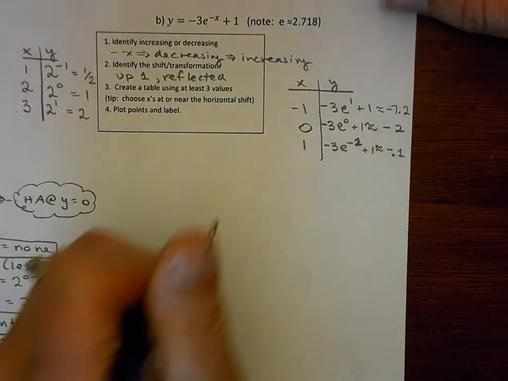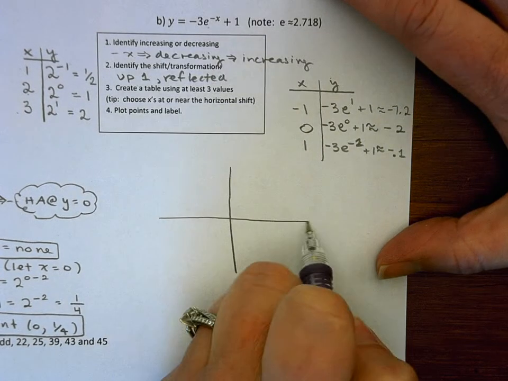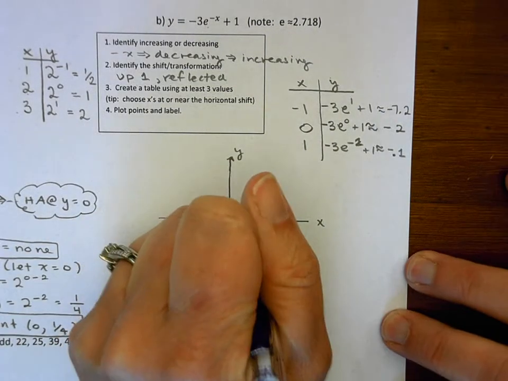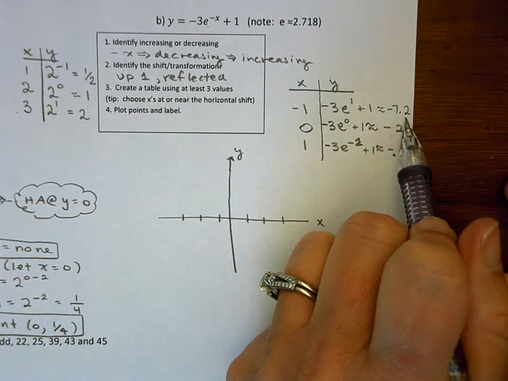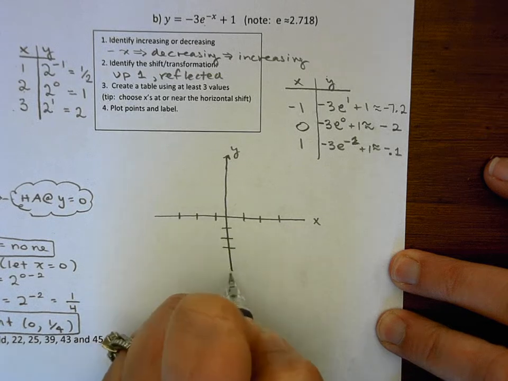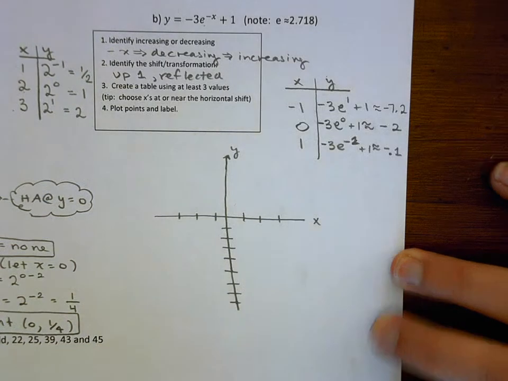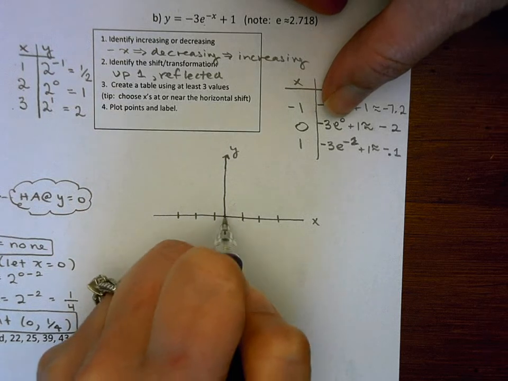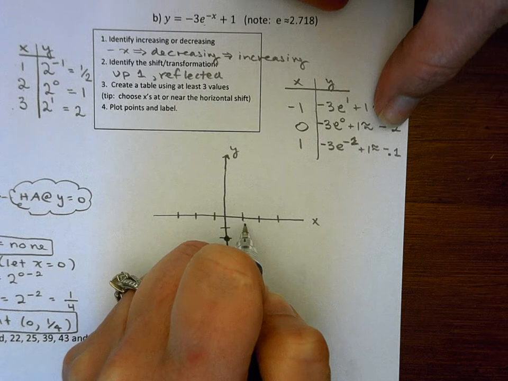Okay, now I'm going to graph it. And then I have to go at least down to -7 because of that y value. So I'm going to have to extend my y here. So I have to go over -1 down to -7.2, over 0 down to -2, and then over 1 and almost to -0.1.